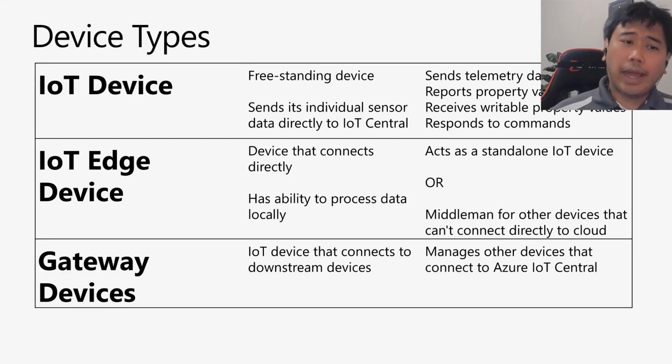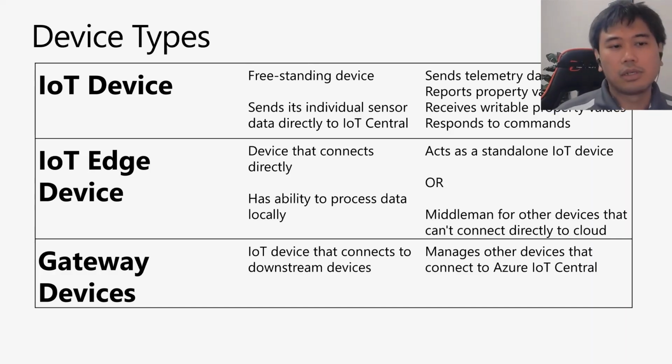An IoT Edge device also directly connects to IoT Central. The difference is it has the ability to process more data locally, so you can typically build containers or Docker images running on that edge device and process that data. It's maybe some machine learning data. It does act as a standalone IoT device, or sometimes it becomes a middleman for other devices that can't directly connect to the cloud.